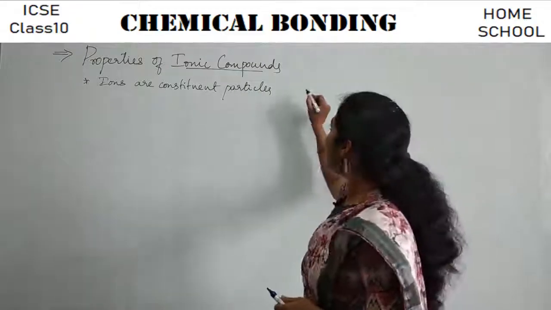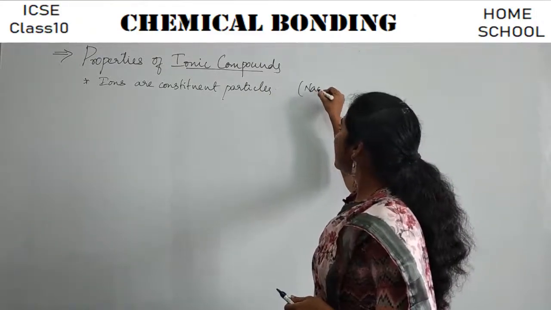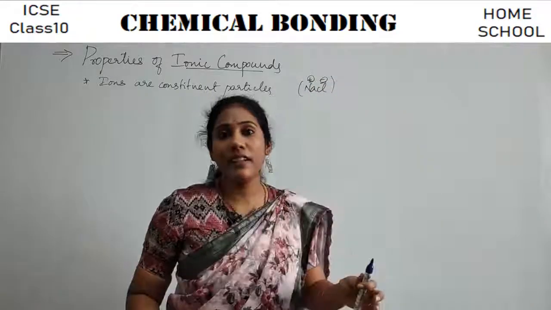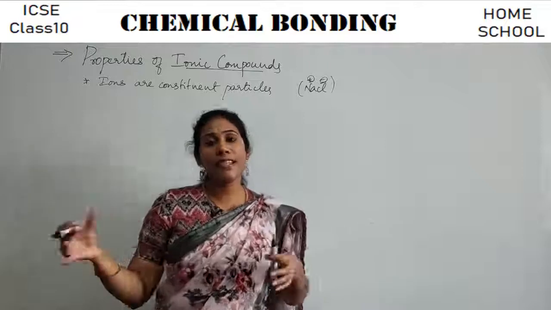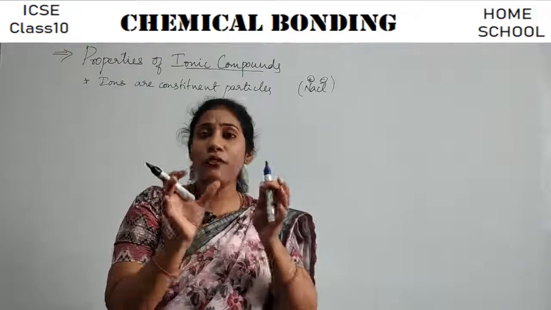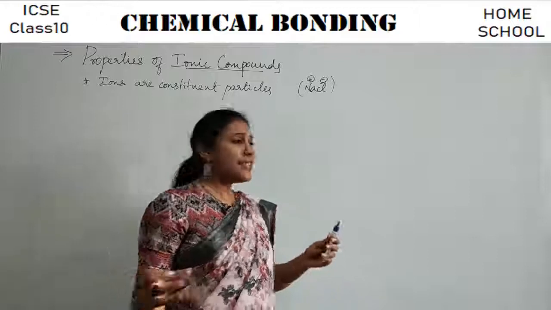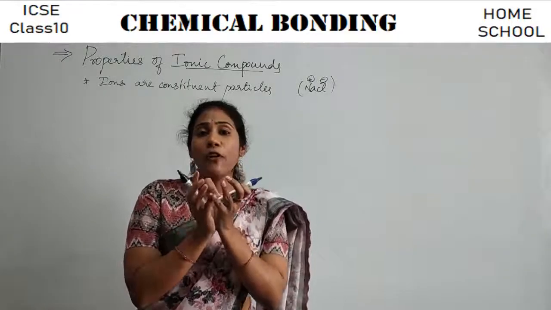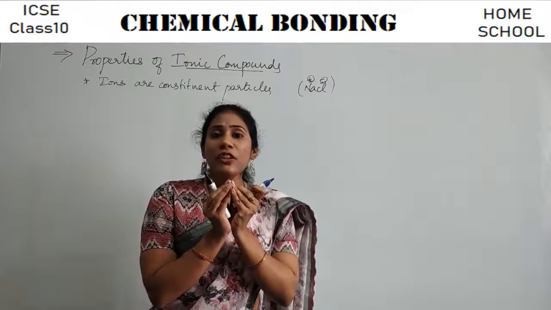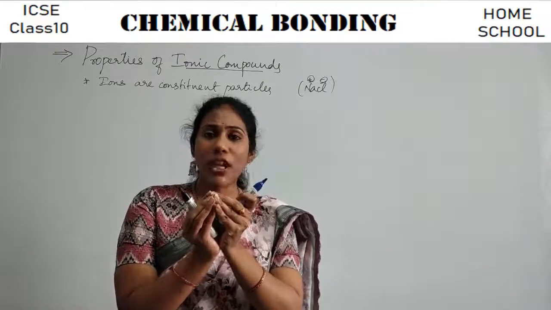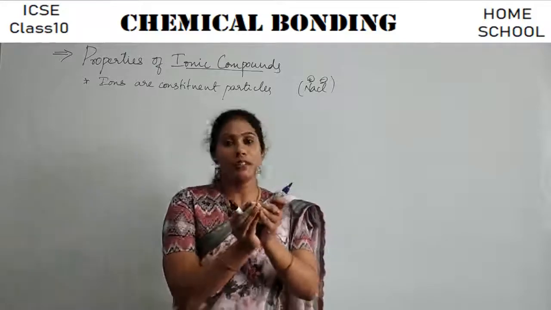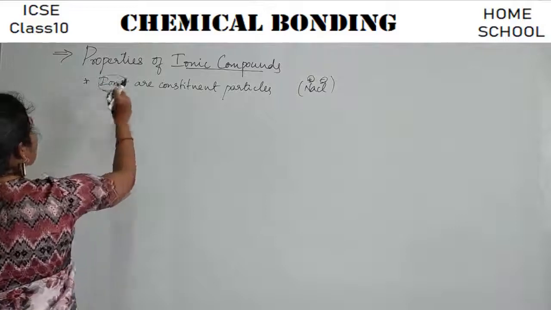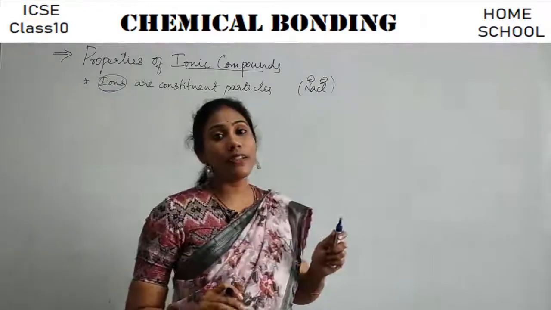If you take NaCl, Na plus and Cl minus ions are present in the whole solid. In the whole solid, you have lots of Na plus and Cl minus ions combined together with a force of attraction. Right? So if you take a solid amount of NaCl, which are the constituent particles? Ions. Which ions? Na plus ions and Cl minus ions. So that's the reason we say ions are the constituent particles in case of ionic compounds.